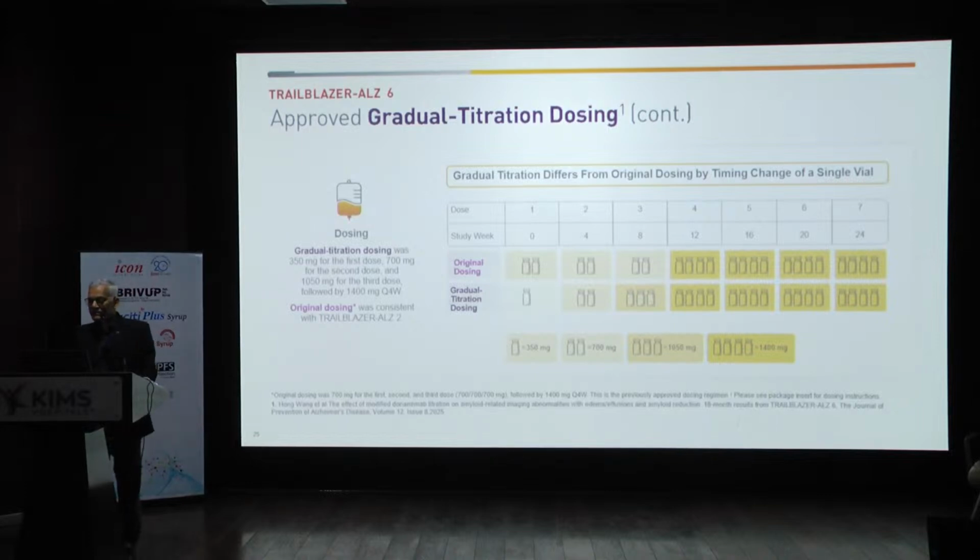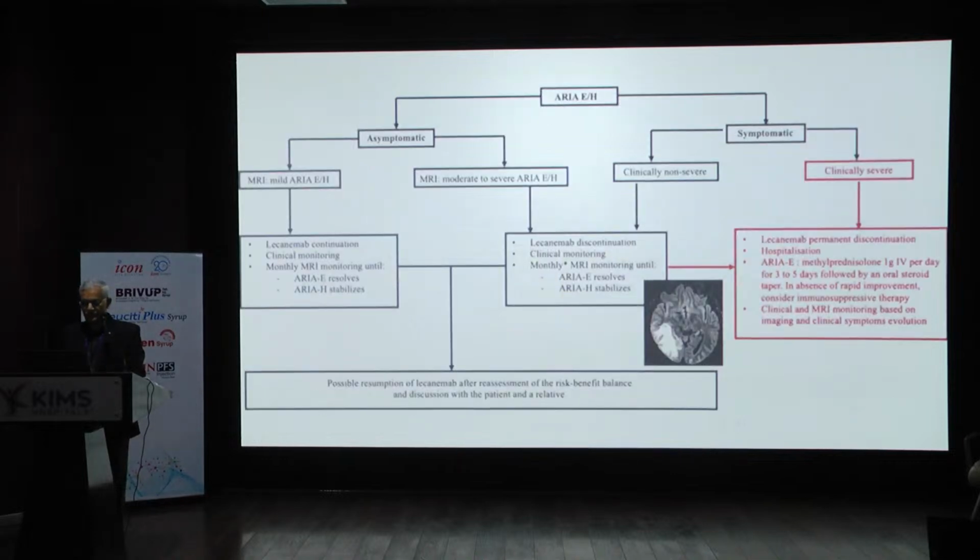Remind you that most of this ARIA develops during the initial period of the infusion. So that's why if you have to monitor the patient with serial MRI, you have to monitor it for the very first few months, up till the 7th infusion. So by this way, they have reduced the risk of ARIA-E and ARIA-H, and now they are recommending this type of dosing schedule.